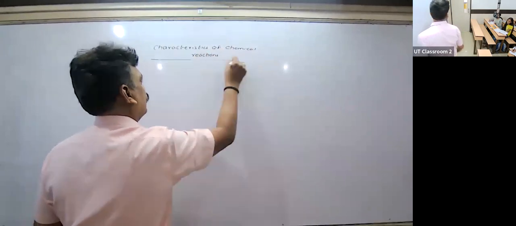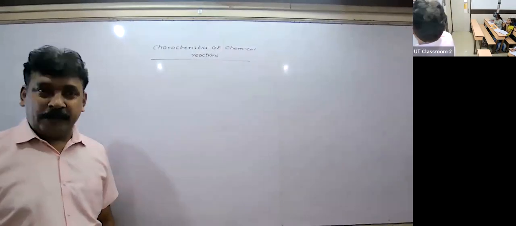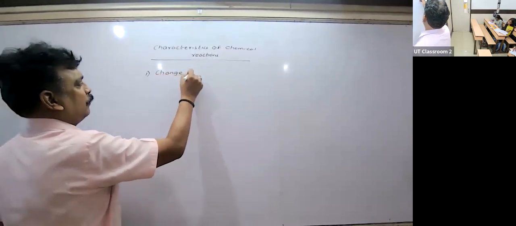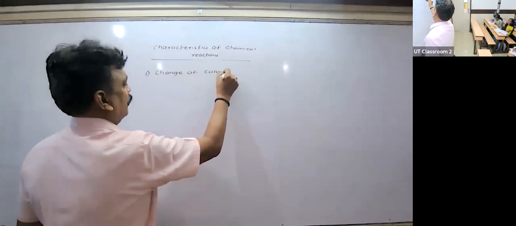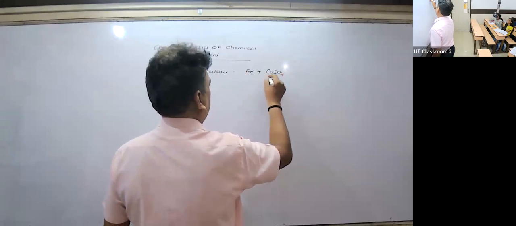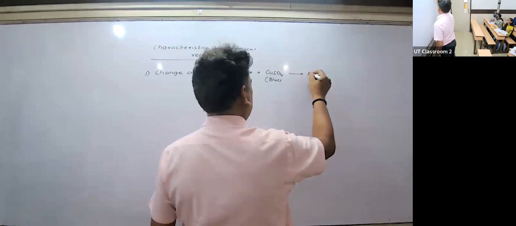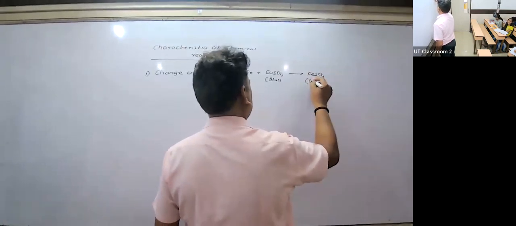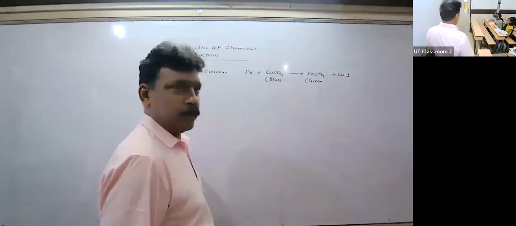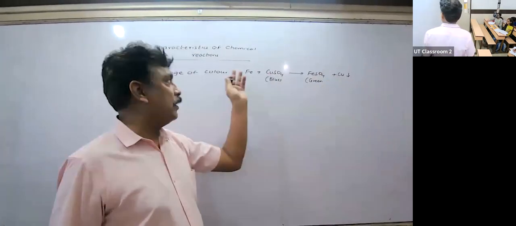Now what are the characteristics of a chemical reaction? How do you come to know that a chemical reaction is taking place? Change of color. Which example shows a change of color, children? Take iron and put it in blue copper sulfate solution. Immediately you will find a chemical reaction: it changes to ferrous sulfate, which is green in color. And copper comes out as a precipitate. So there is a color change in a chemical reaction and new substances are formed. That is a characteristic of a chemical reaction.